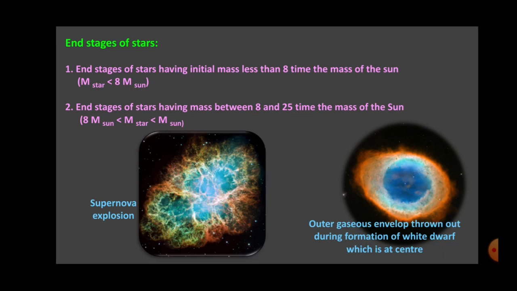Now the central portion of the star which is left behind contracts and becomes very small, around 10 kilometers in size. Now in this state, the stars have only neutrons, and they are called neutron stars. And thus the neutron star is the end stage of these stars which have mass between 8 and 25 times the mass of the sun.